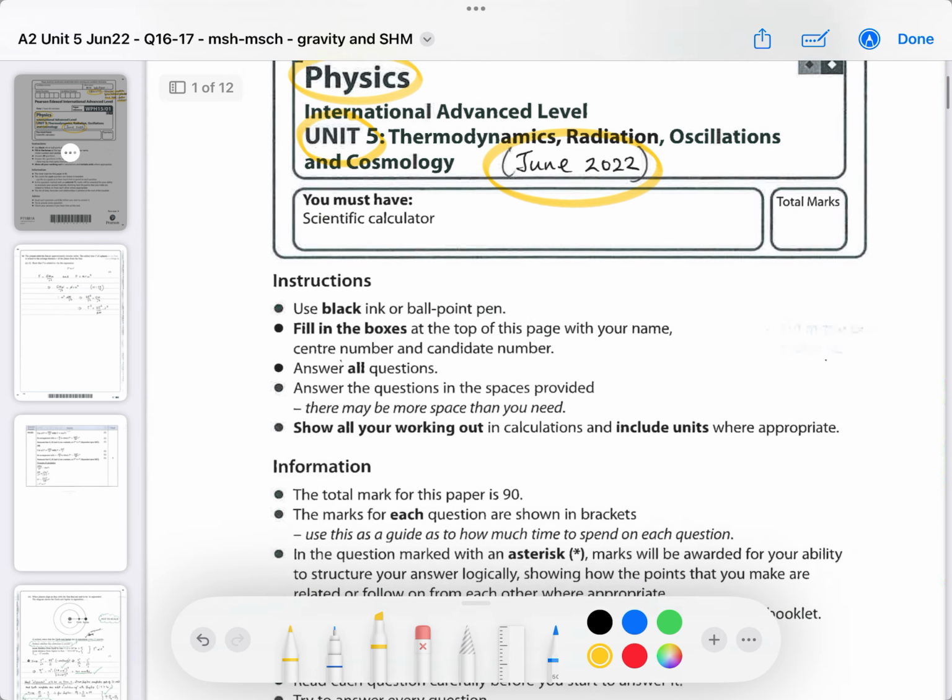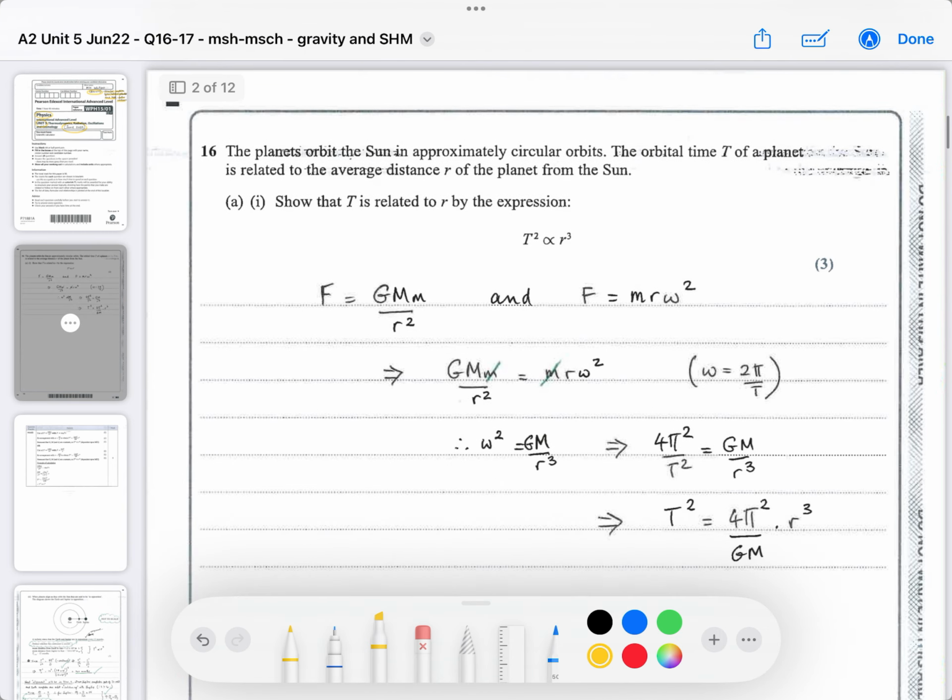Okay, so I've gone straight into question 16, and although the first part is pretty straightforward, later on one of my students asked me to help explain this question beyond the mark scheme. In question 16 it reads: the planets orbit the sun in approximately circular orbits. So we've got circular motion. The orbital time of a planet, the period of a planet, is related to the average distance r of the planet from the sun. Show that T is related to r by the expression T squared is proportional to r cubed.